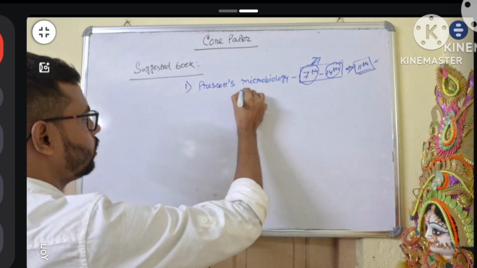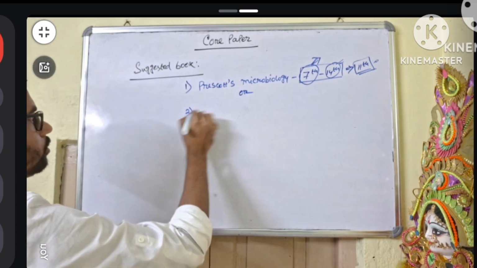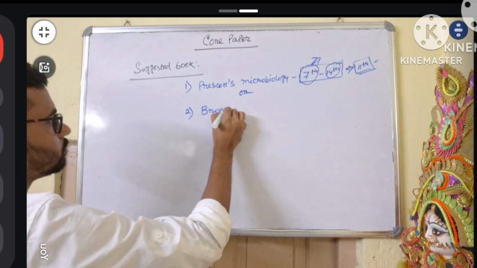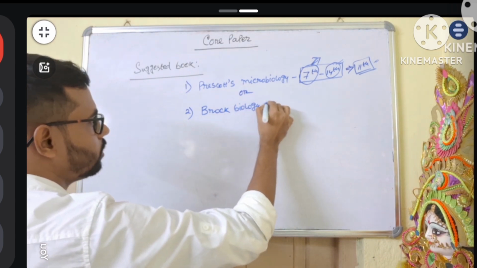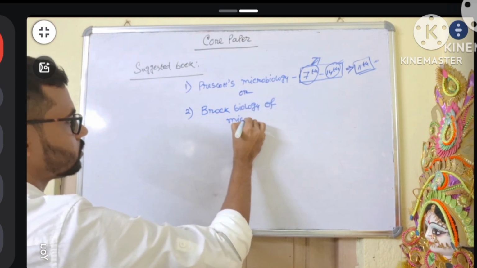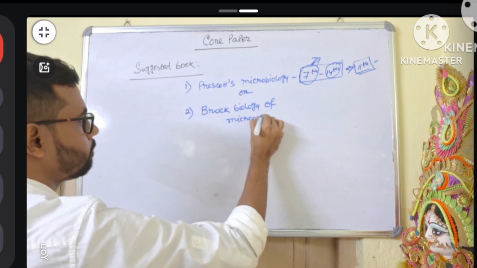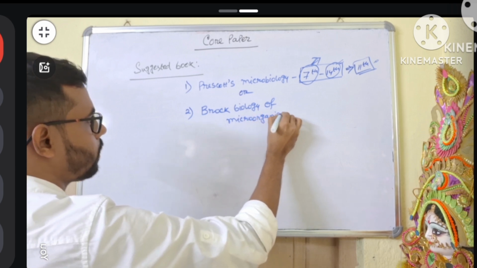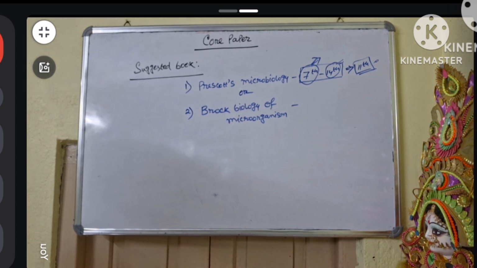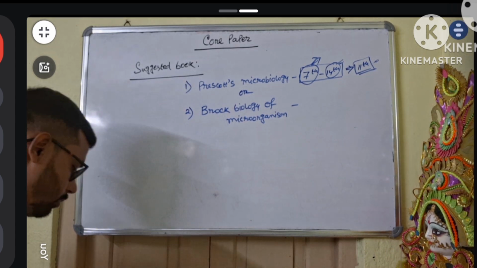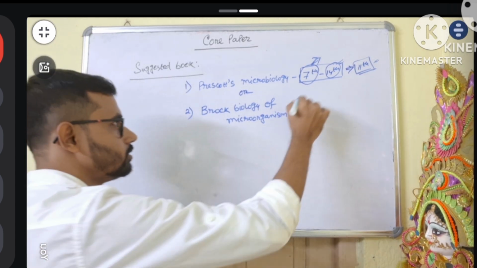Next, Prescott Microbiology or Brock Biology of Microorganisms. Brock Biology of Microorganisms. For the editions, I would prefer the 14th edition.